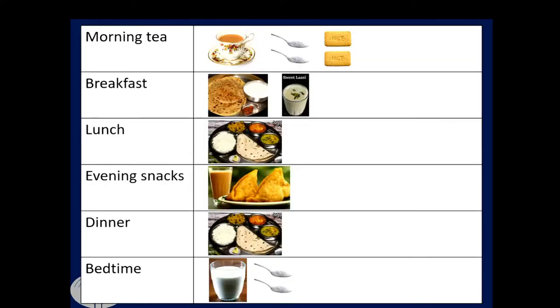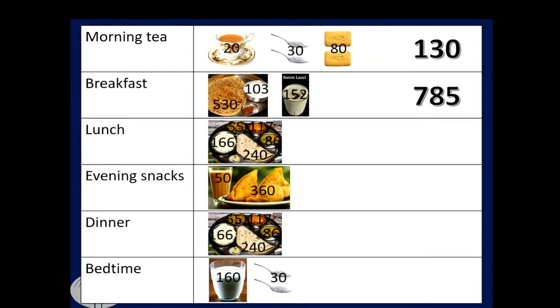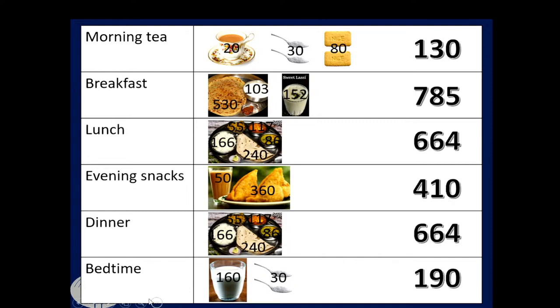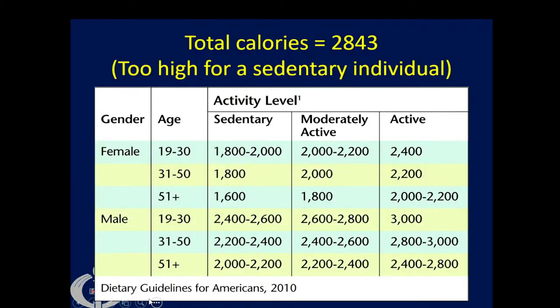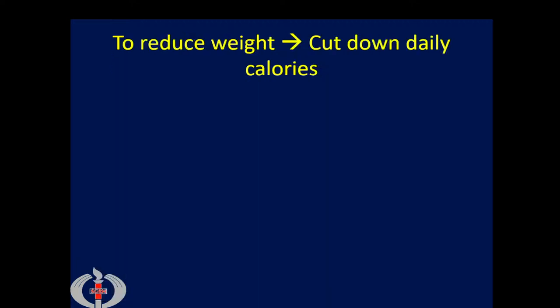So we have to assess what is the calorie consumption per day, starting from their morning tea to their dinner time. We have to calculate how much calories they are consuming. So this is the example of one patient who came to me, and when we calculated their calorie consumption, he was consuming about 2800 calories per day, which was way too high for a sedentary individual. He should have been consuming approximately 2200 or 2300 calories, but he was consuming 500 calories extra every day, which was contributing to his obesity.